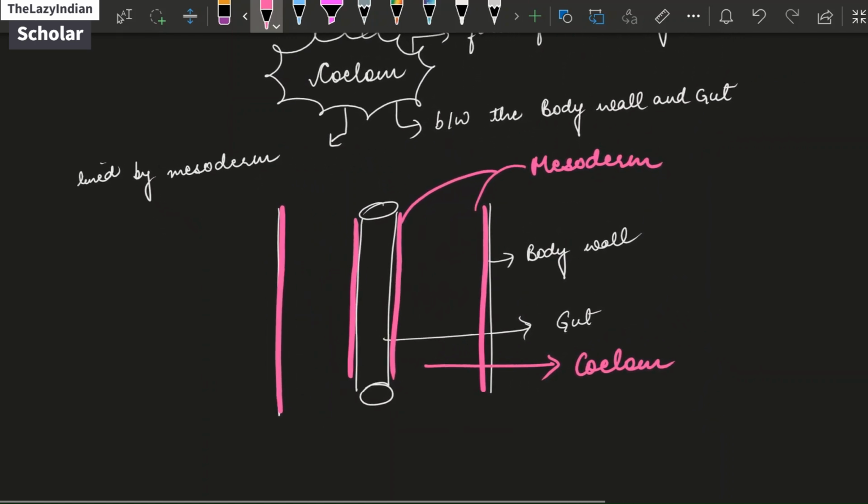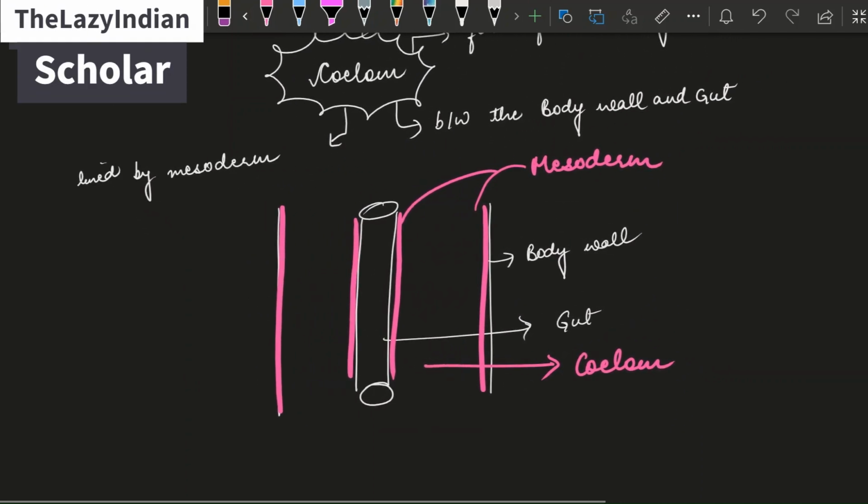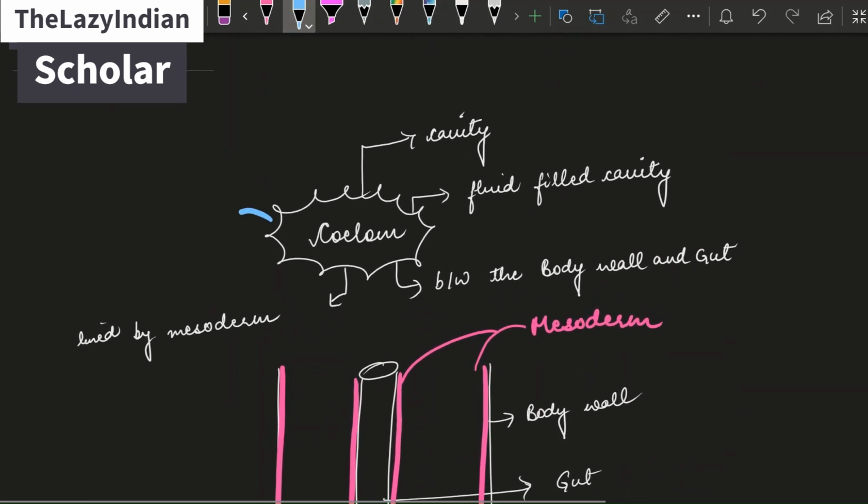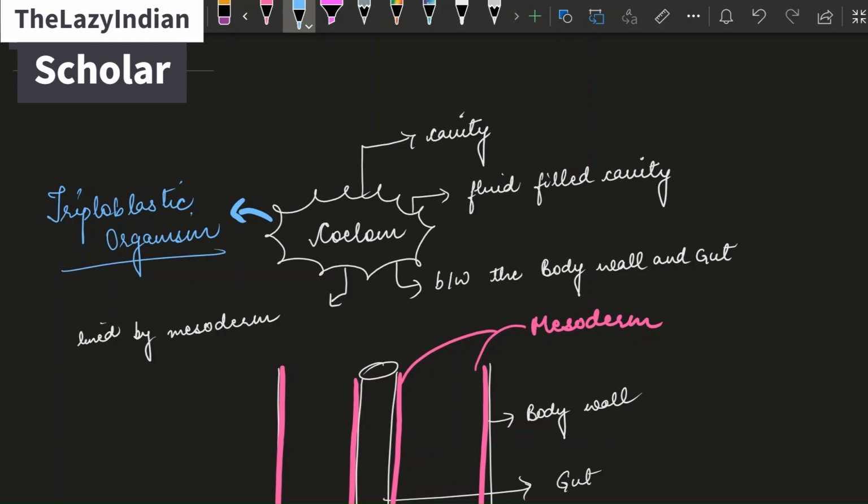Now see, these coeloms are mostly present in triploblastic organisms. Triploblastic organisms start from platyhelminths till the chordates. And lastly, this term was given by Haeckel.